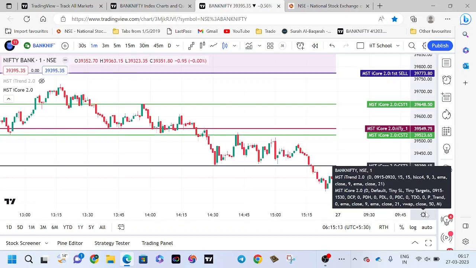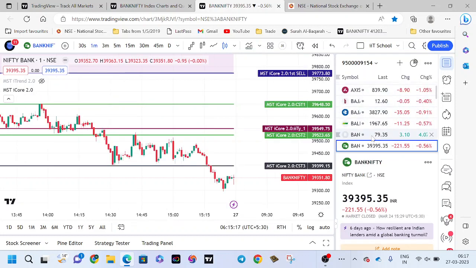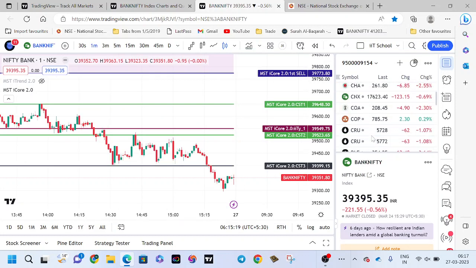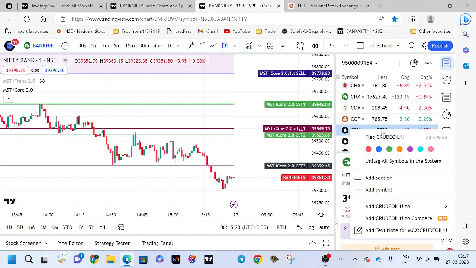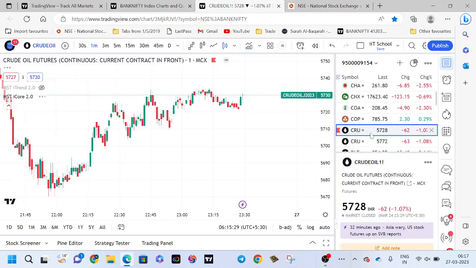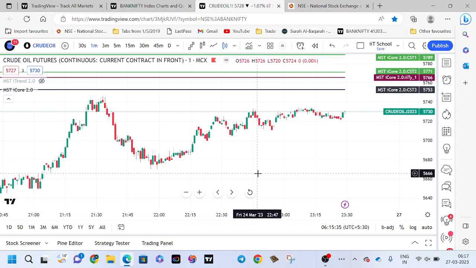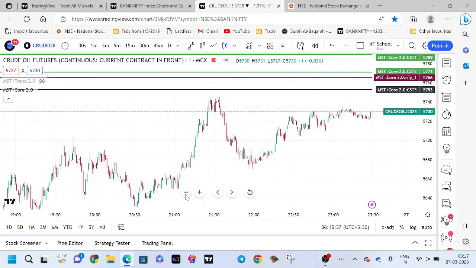Now I will show you an example from the commodity, that is crude oil. You can choose any script and continuously do back testing. Once you are convinced with the output and the performance, then you can go for the entry. Unless you are convinced, don't go for any entry.